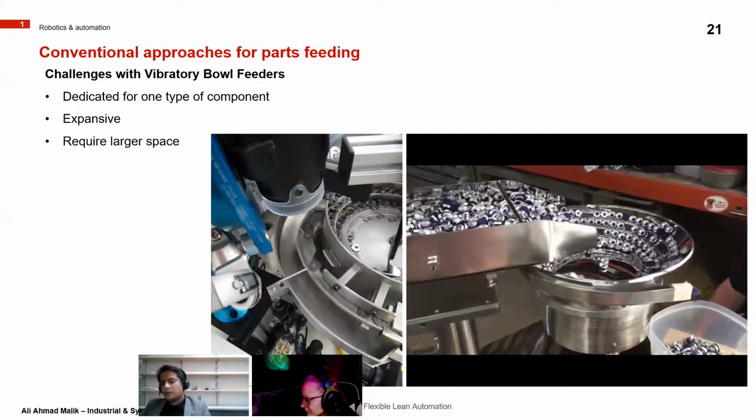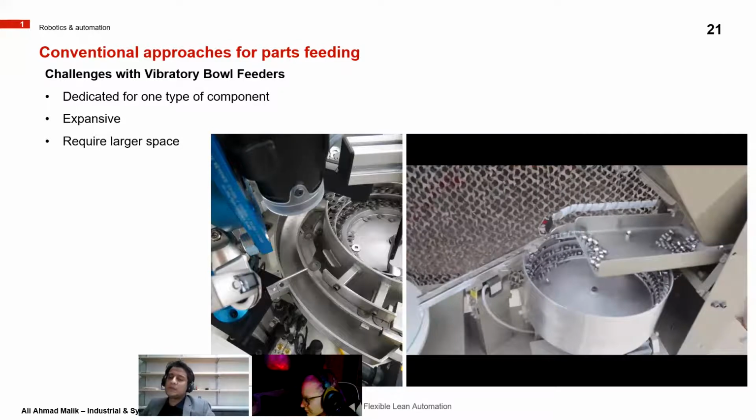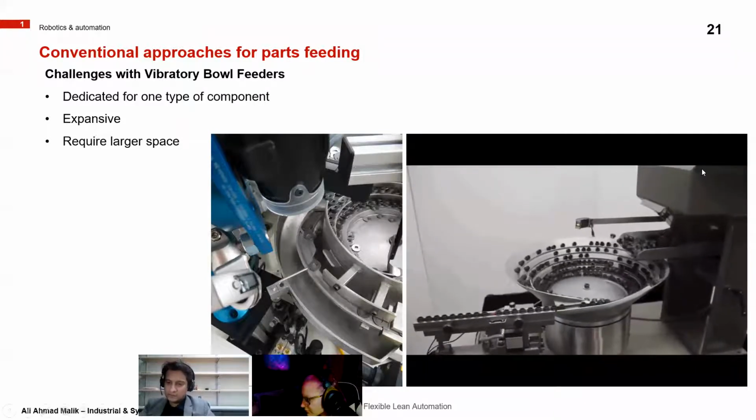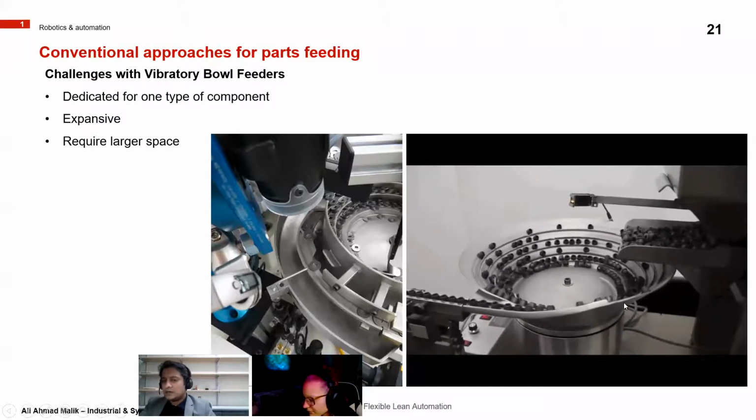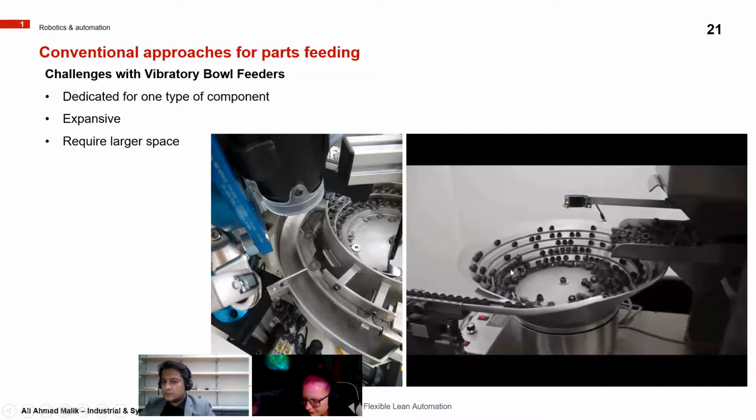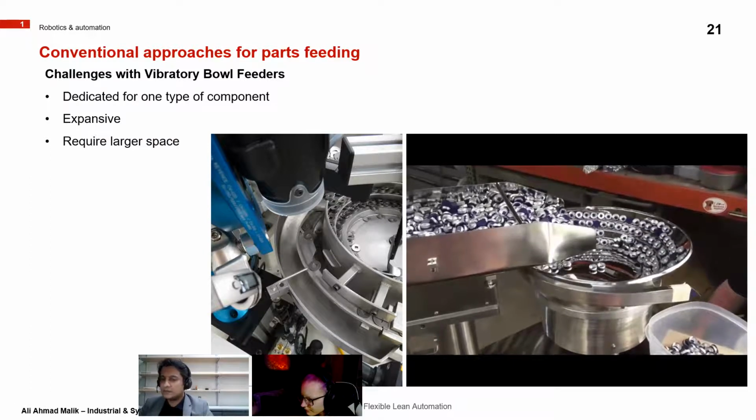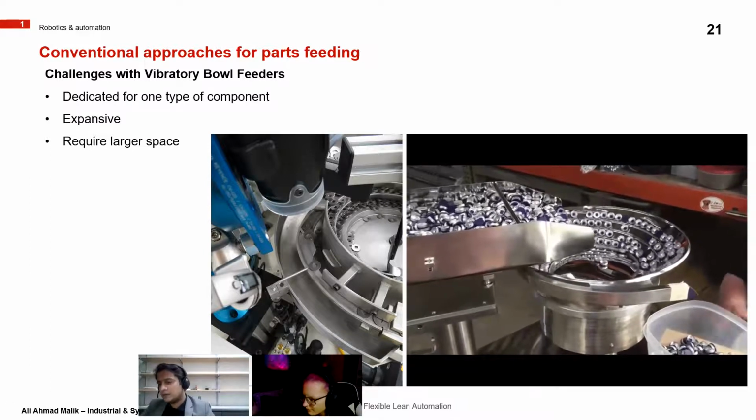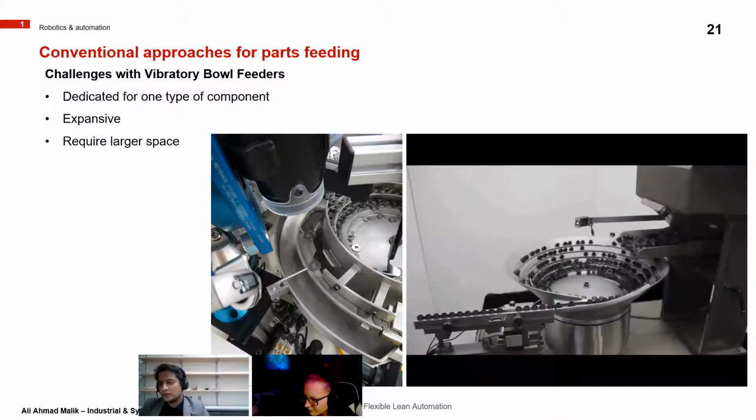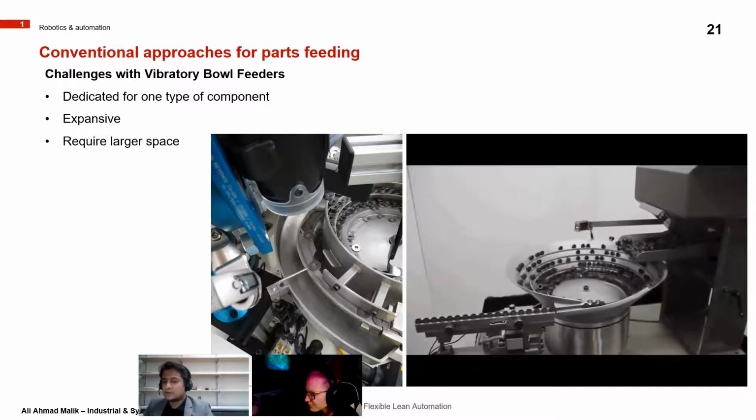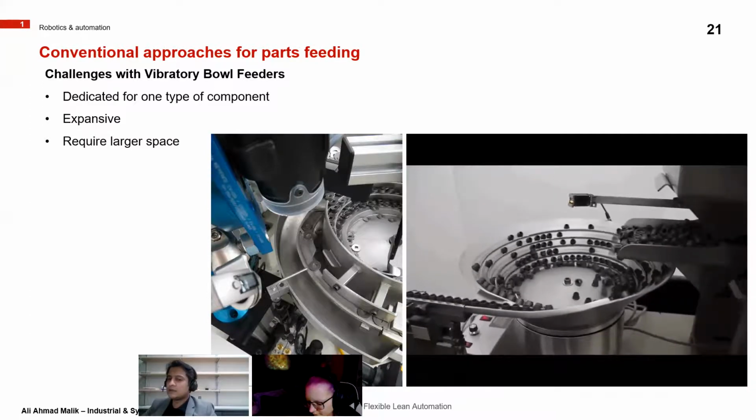But these bowl feeders come with many challenges. The biggest challenge with them is the cost, because it takes quite some cost to manufacture them. Then it is only for one shape of component, only for this shape that it is handling. If you have a change in the design or a different shape, then you need another bowl feeder. And for example, if you have 15 components in your product, maybe it is a small product, then you need 15 bowl feeders. And it is not really a great idea.